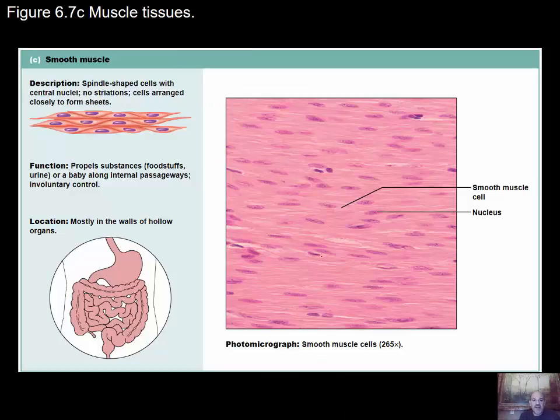And then finally we have smooth muscle. And smooth muscle, here the cells are still elongate, but they're not as long as skeletal muscle. They're going to be spindle-shaped cells with a central nucleus. And essentially these cells are going to be tapered at the ends. Sometimes I've seen books describe them as being fusiform, like fish-shaped.